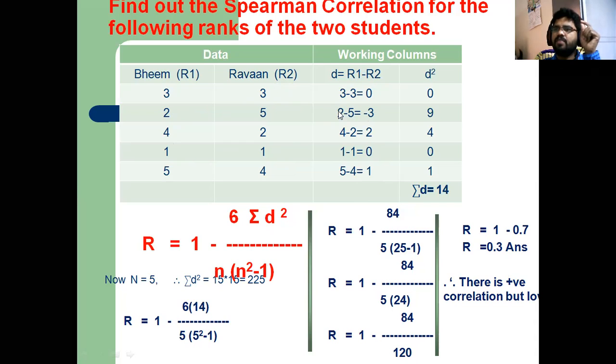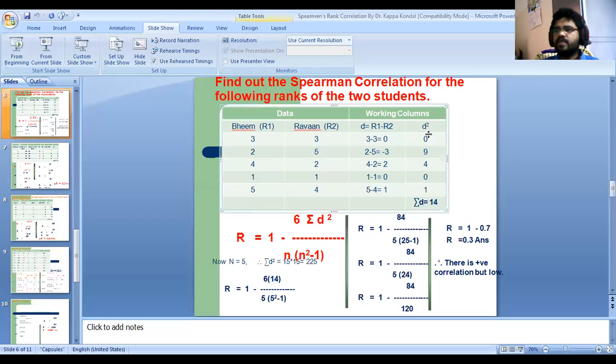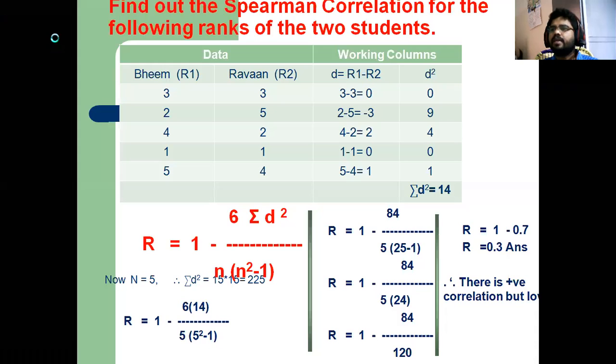Then after calculating the d, we need to find out the d square. That is the d square here. 0 into 0, 0. Minus 3 into minus 3, minus into minus plus, 3 into 3, 9. 2 into 2, 4. 0 into 0, 0. 1 into 1, 1. So after calculating that, here we need to calculate the sum of d square. When you add all the values, you will get the sum of d square value. That is 0 plus 9, 9. 9 plus 4, 13. 13 plus 1, 14. The sum of d square is 14.